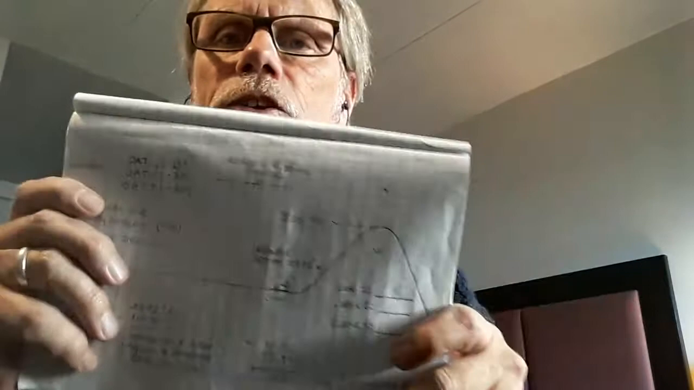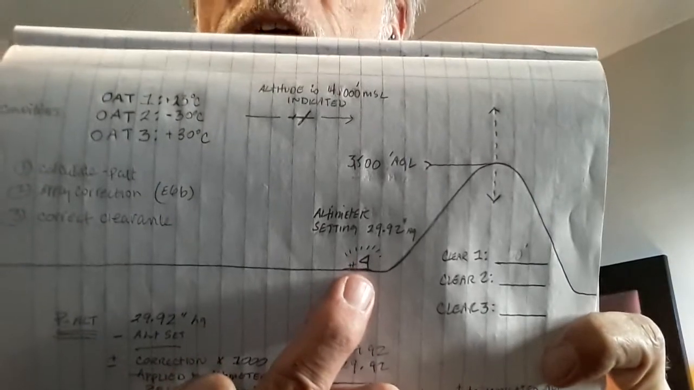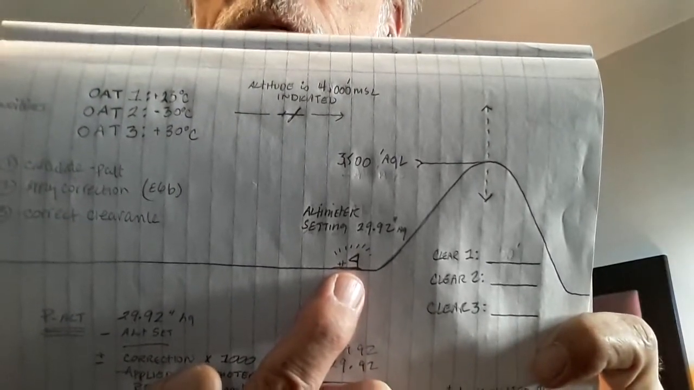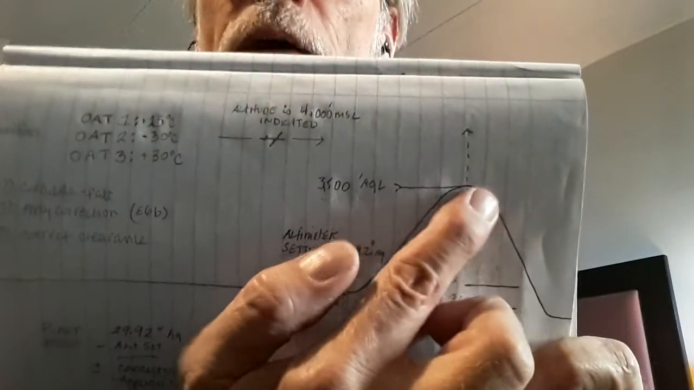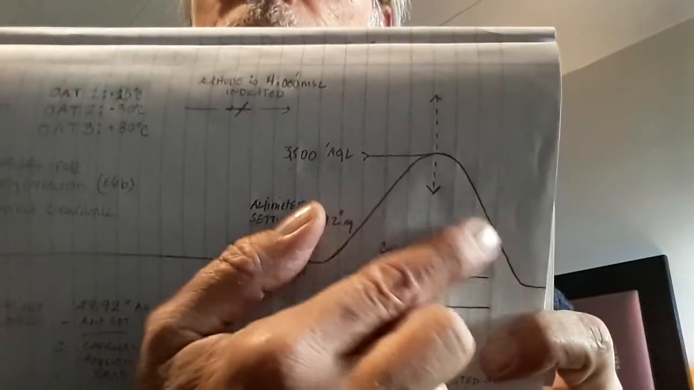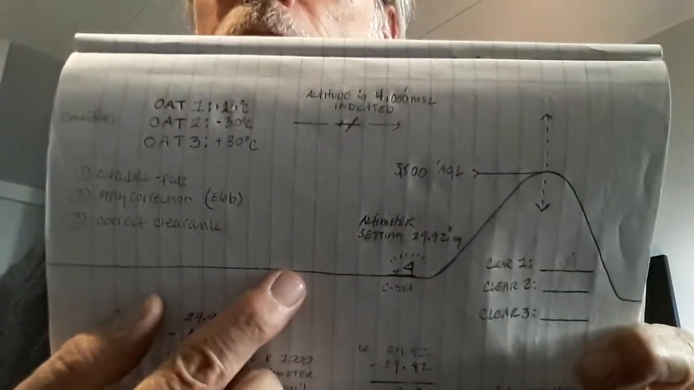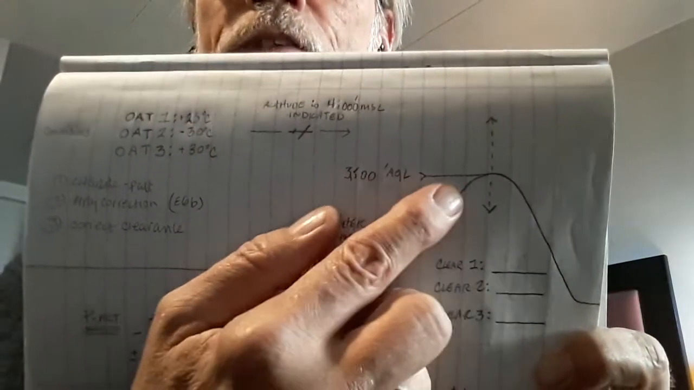All right, so we need to calculate the pressure altitude, and we have the temperatures, and we need to apply the correction using the E6B. And then we will know what our correct clearance is. Well, what do we mean by that? Have a look at this diagram here. Here's a reporting station, say an airport at sea level, and here is a hill or a mountain at 3,500 feet ASL, with respect to sea level. So that's going to be factored into your clearance.